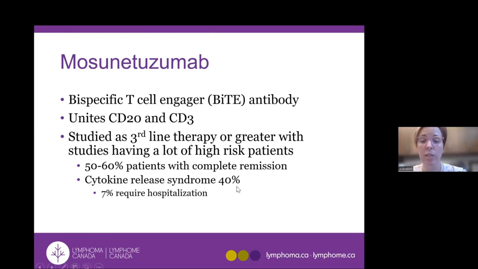There still is the risk of cytokine release syndrome, usually when we initiate the treatment. And so there's a step-up process where you give more and more. 7% of the patients will require hospitalization. So it still comes with some risk, but it is probably more logistically feasible for a larger number of patients than CAR T cell therapy. There haven't been studies comparing these two approaches, which is one thing that I think is needed so that we can understand how they compare to each other.